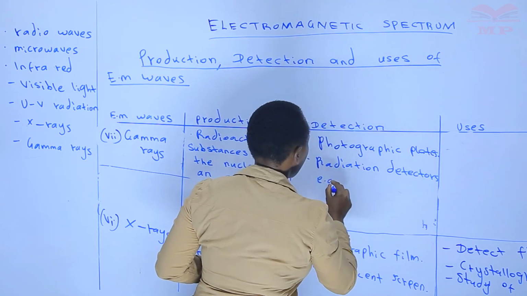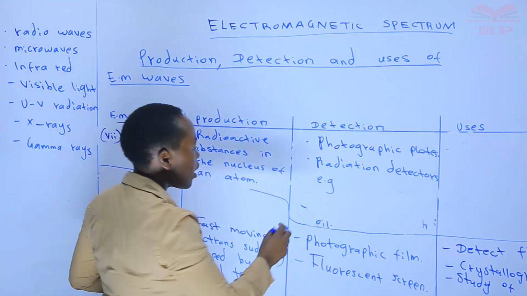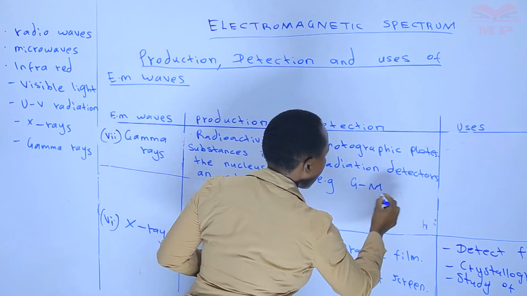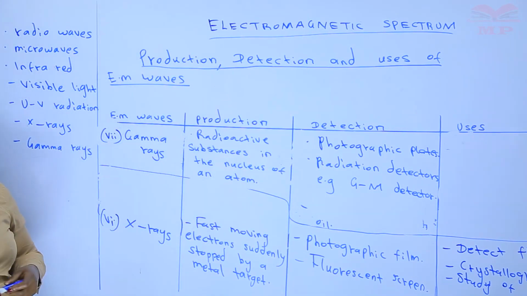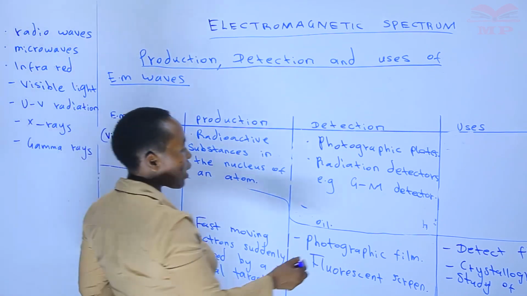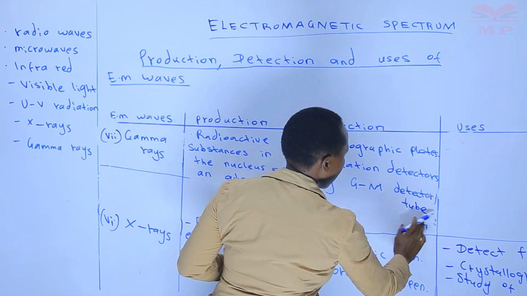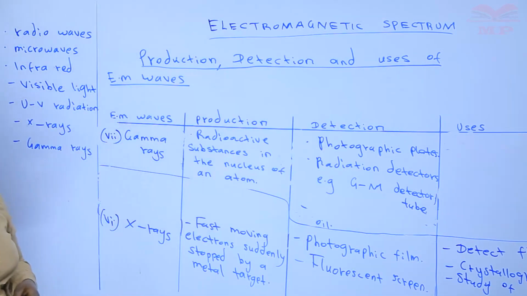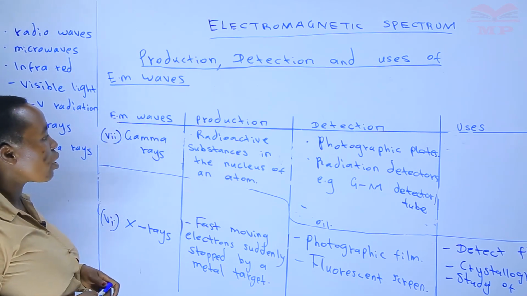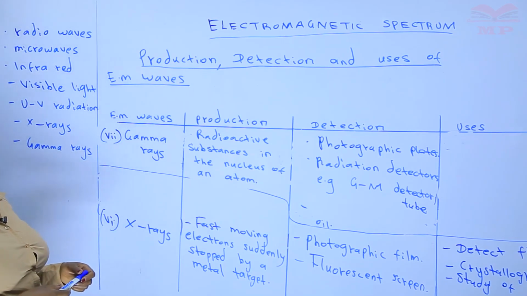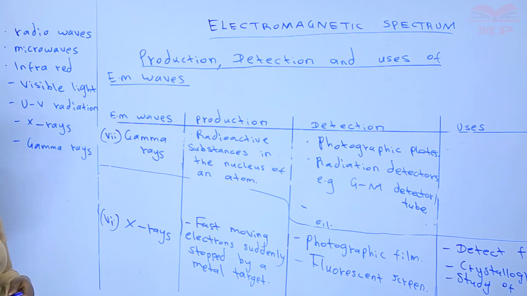A good example of the radiation detectors is what we call the Geiger-Müller detector. Under the topic radioactivity, the Geiger-Müller detector, or the Geiger-Müller tube, is a tube that is able to detect the gamma radiations. So we have the gamma rays. They are produced when a radioactive substance undergoes some disintegration. They are detected by the photographic plates, and also by the radiation detectors, the Geiger-Müller tube.